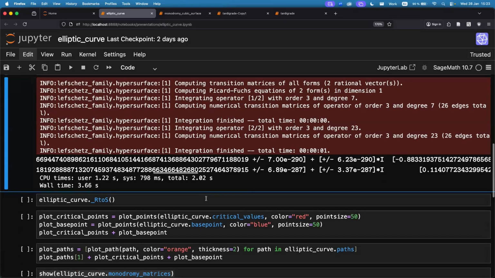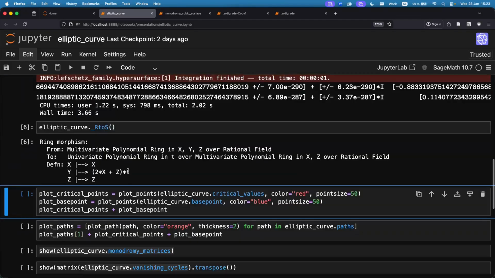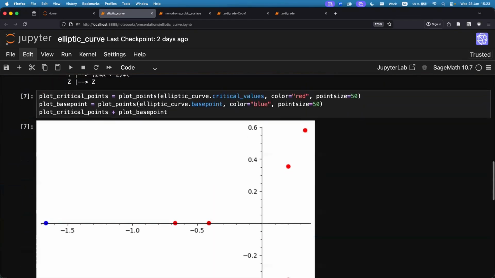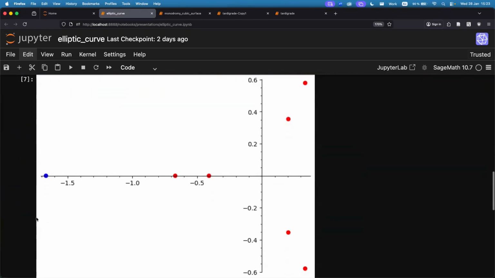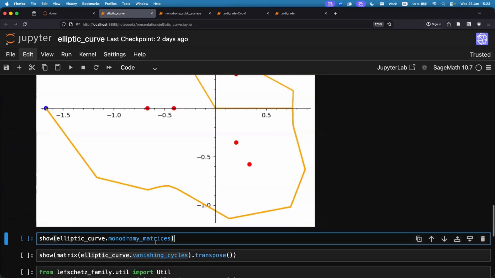You can ask the algorithm also. So it did all of what I mentioned in my slides under the hood, but you can ask it for more details. Here is the projection that I mentioned. Here are the critical values in red. It shows the base point in blue here. It made this choice of simple loops around all the critical values.